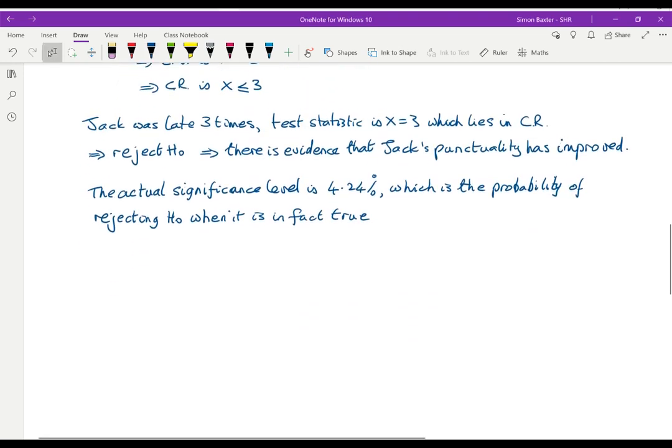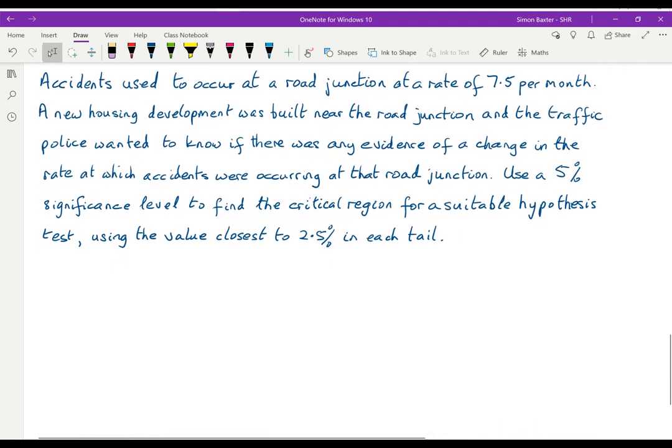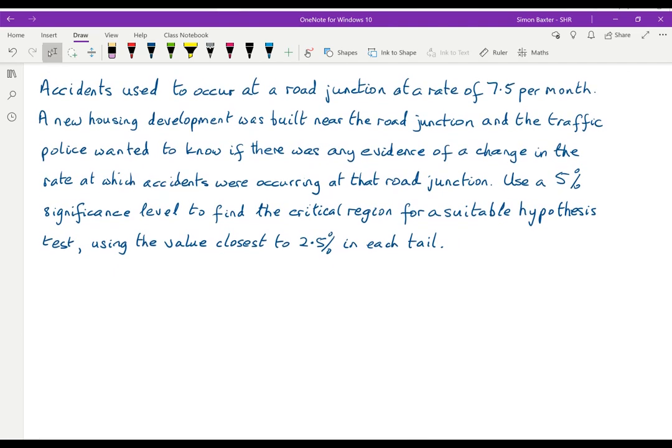Okay, a second example. Accidents used to occur at a road junction at a rate of 7.5 per month. We have a new housing development built near that road junction, and the traffic police wanted to know if there was any evidence of a change in the rate. That's the thing that you should notice first, a change in the rate. We're going to be looking to see if there are significantly more accidents or significantly fewer.